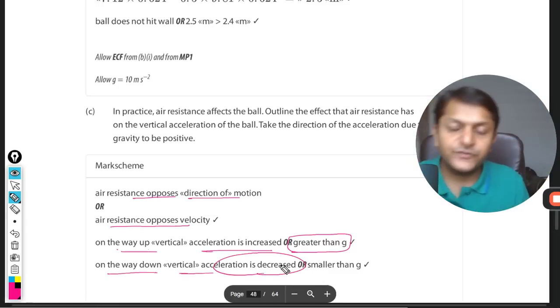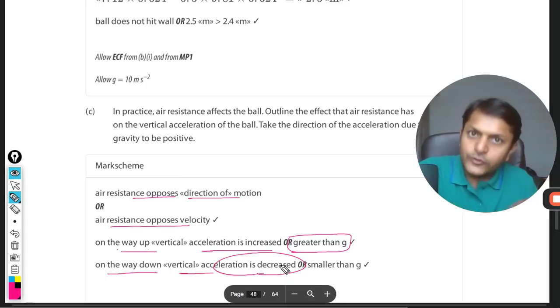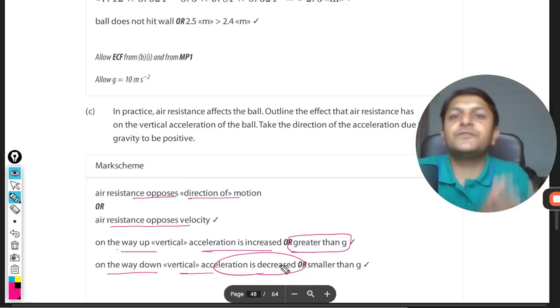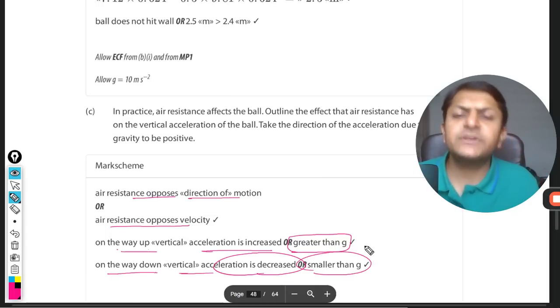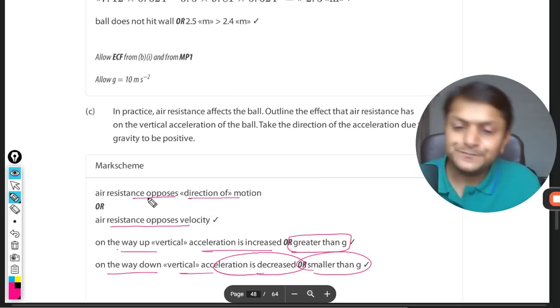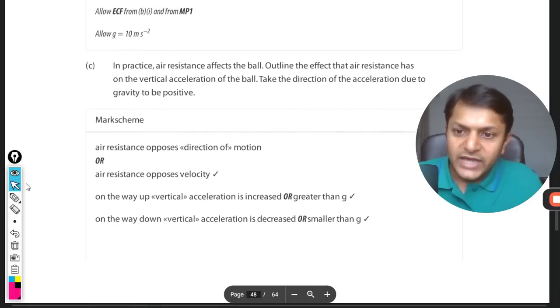I have given you the explanation for that. When the ball is coming down, there will be a drag force and an upward force, so the acceleration will be smaller than g, but anyway the ball will still be falling down. Okay, so this is over.